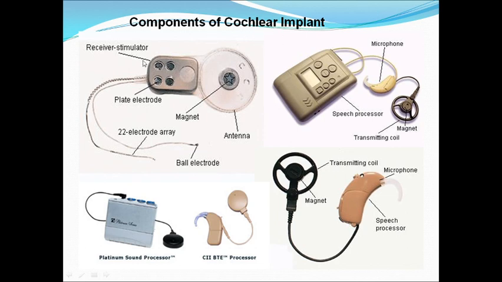There should be a facility to receive the stimulus: plate electrode, magnet, antenna, ball electrode. These are all the things to receive sound waves and to carry the sound waves to the inner part of the ear, ultimately reaching the brain to be sensed. That process and those principles are carried out by the components of cochlear implants.